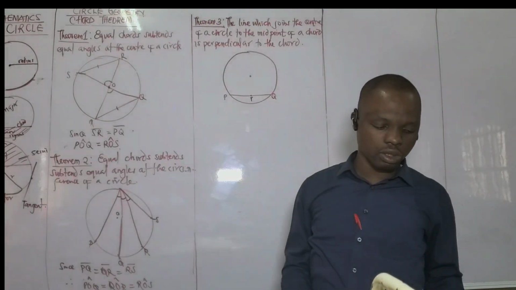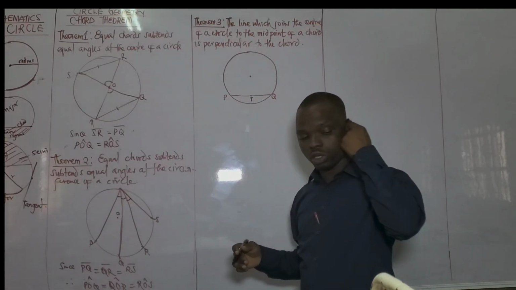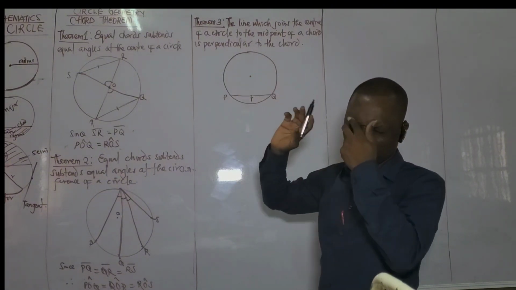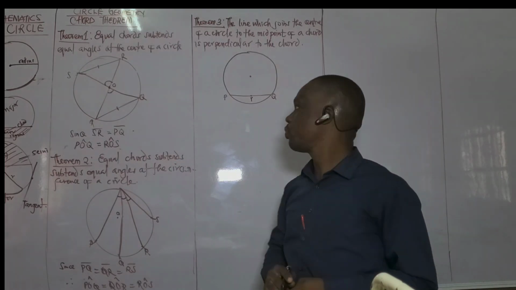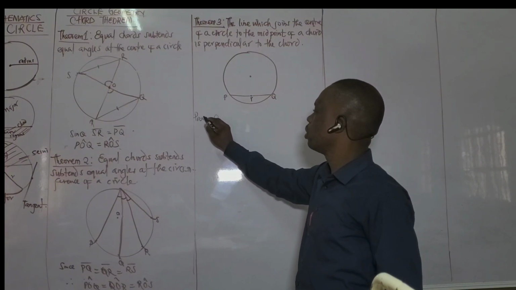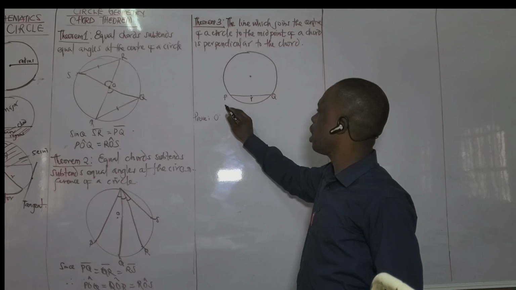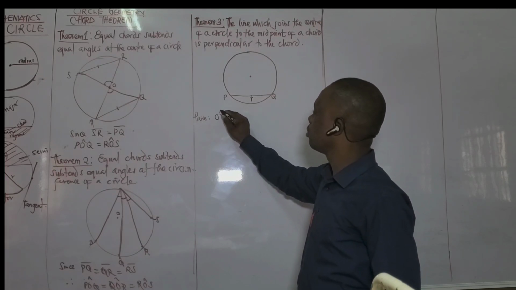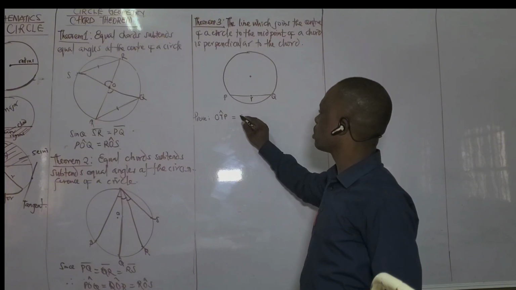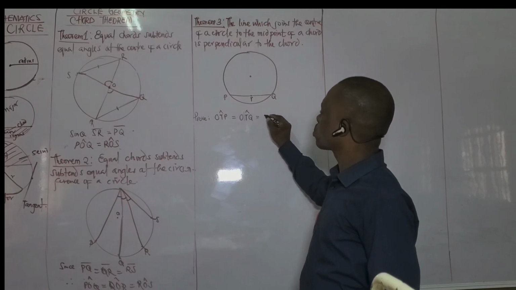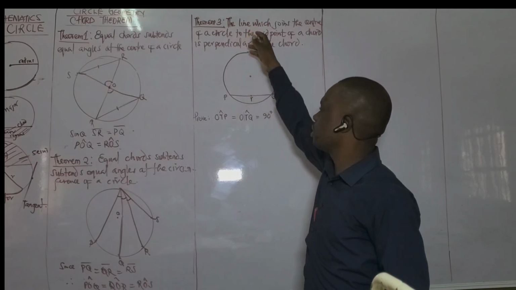That's the center point. When you divide it at this point, you have two equal parts: PT equals TQ. Now, what we want to prove here is that the angle OTP is equal to angle OTQ, which equals 90 degrees, because it is perpendicular.